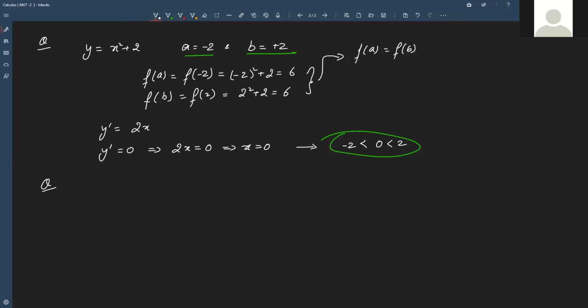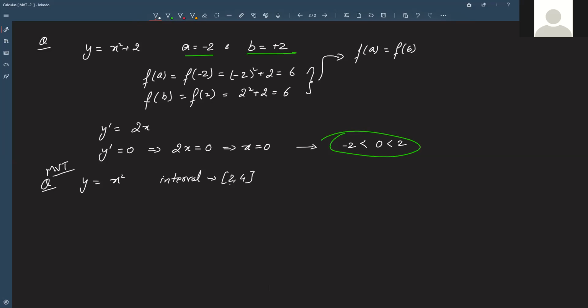Let's move to the next part where we have to do the same thing for the mean value theorem. So here we have to verify the mean value theorem for the function y is equal to x square and the interval is 2 comma 4. Now here see, this is not Rolle's theorem. This is our MVT. So in MVT, the two extremes, 2 and 4, may not give you the same value for the function. So f of 2 will be 2 square, f of 4 will be 4 square. So one is 4, another is 16. They are not equal.